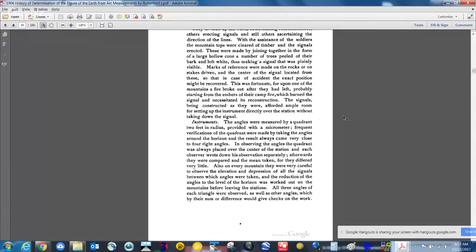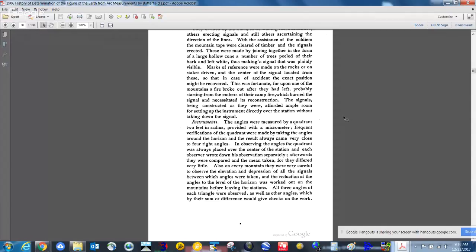Instruments. The angles were measured by a quadrant 2 feet in radius, provided with a micrometer, a microscope looking at a very fine graduated scale. Verifications of the quadrant were made by taking the angles around the horizon, and the result always came very close to four right angles. In observing the angles, the quadrant was always placed over the center of the station. Each observer wrote down his observations separately. Afterwards, they were compared and the mean taken, you know, the average.